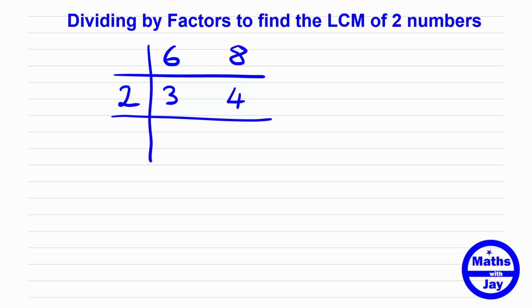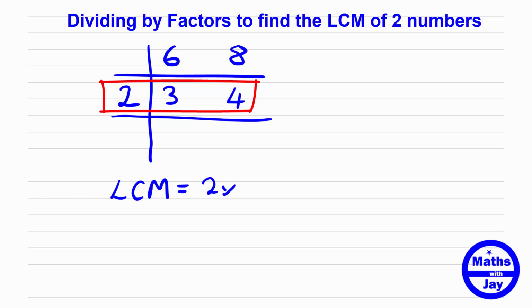And the lowest common multiple is simply the product of all the numbers 2, 3 and 4. So the number on the left hand side and the two numbers at the bottom of this table. Now we know we've completed this example in the sense that we cannot divide any number into 3 and 4 other than 1. So we know that the answer is simply 2 times 3 times 4. So that's 6 times 4 is 24.